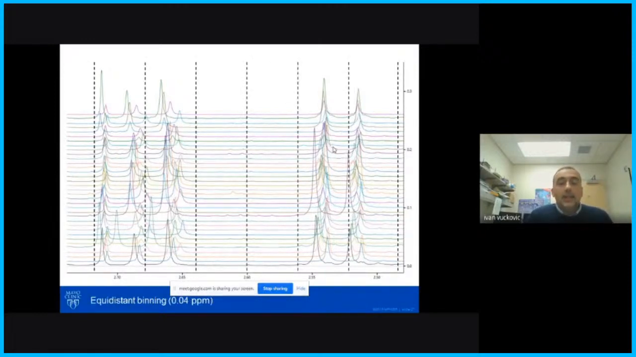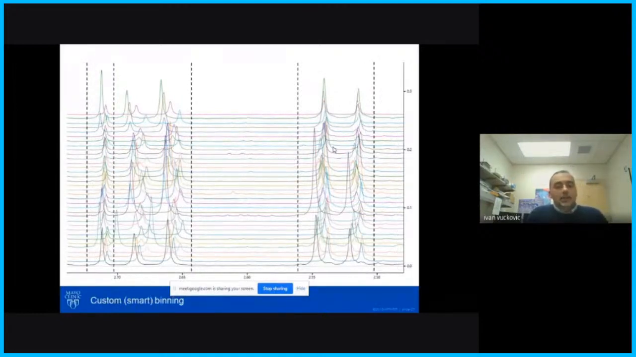If you apply equidistant binning of 0.04 ppm in this case, you can see that peaks of the same compound end up in different bins. And what is even worse, the peaks of two compounds end up in the same bin. That's a problem with this approach, which can be solved with the application of so-called smart or custom binning, or variable binning, where you can define the regions and boundaries of bins. In this way, you can adjust them to have all the peaks from one compound in one bin.